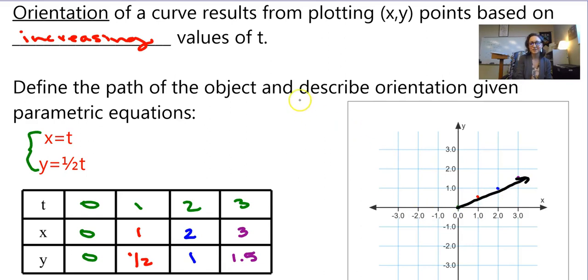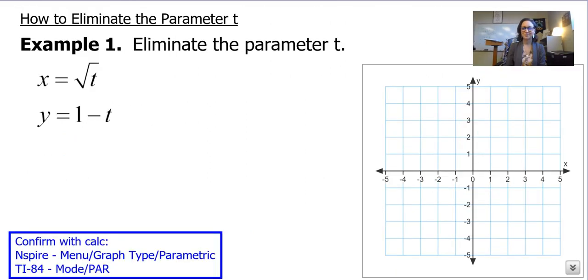And it did say to describe orientation. So again, that is just the direction. And that's what's new with parametric equations, is now that I have direction to my path, right? So it's not just this stationary path, not just this line. I know which way the line was going.